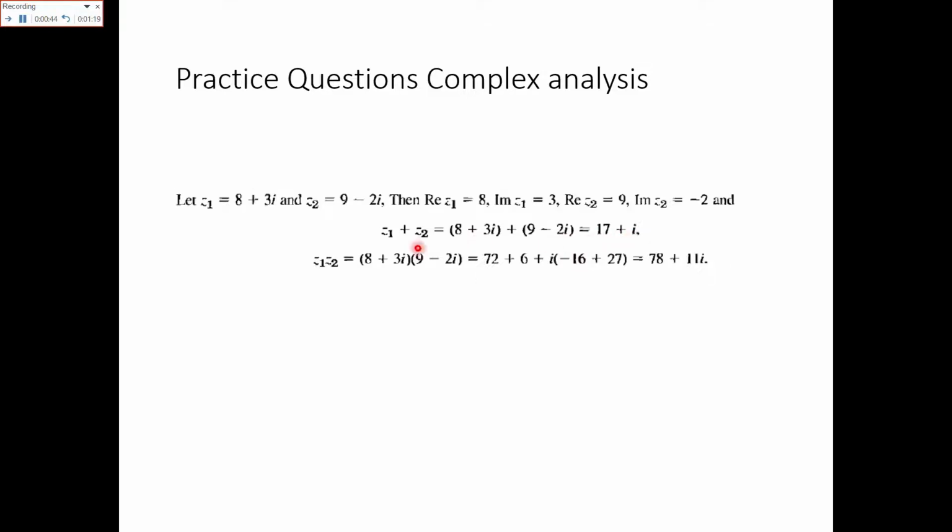Similarly, you can have the multiplication of these two complex numbers. In case of multiplication, first of all, you will expand the two given complex numbers. You will multiply them with each other. Then you will separate the real part and imaginary part of the function. So this is the value of multiplication of z1 and z2.